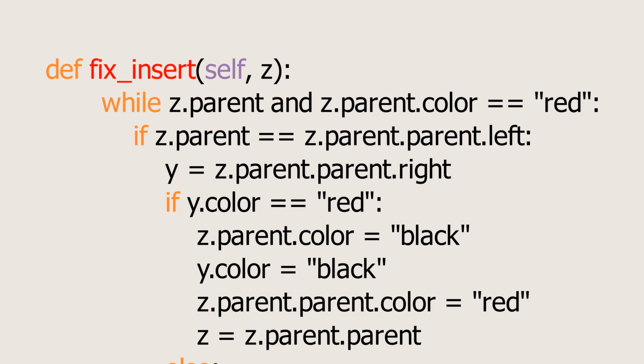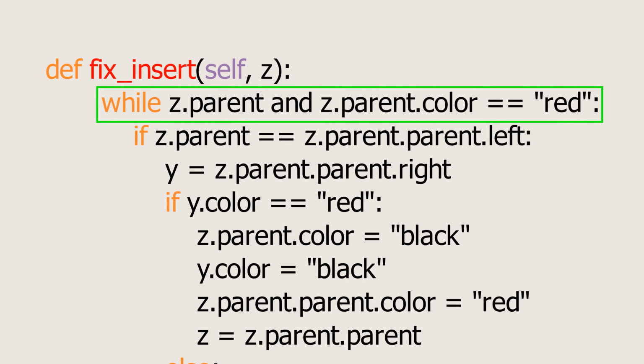Next, let's see the code for the fixInsert method. This method is essentially the code implementation of the conditions we discussed earlier. We'll begin by defining the fixInsert function, which takes the newly inserted node as its input parameter. Inside this function, a while loop runs as long as the new node has a parent, and the parent's color is red, indicating a violation of the red-black tree properties.